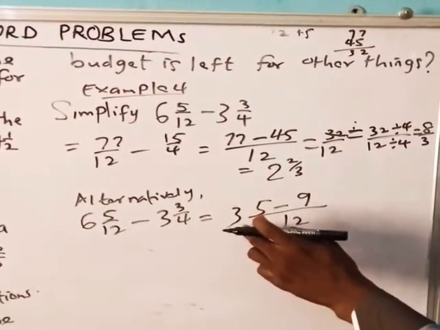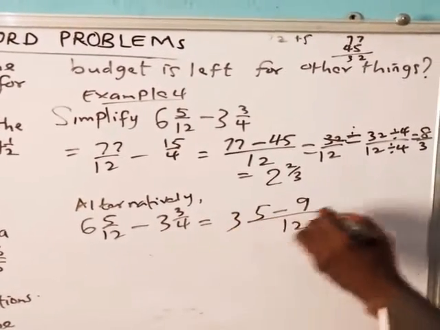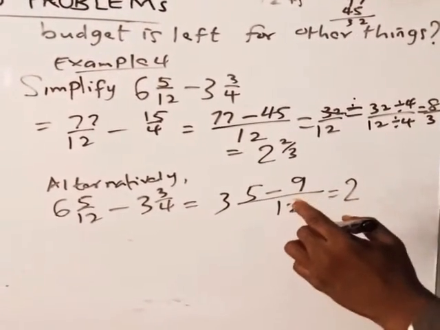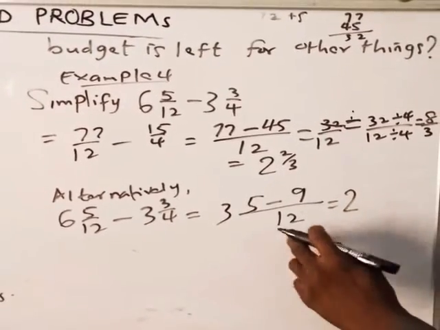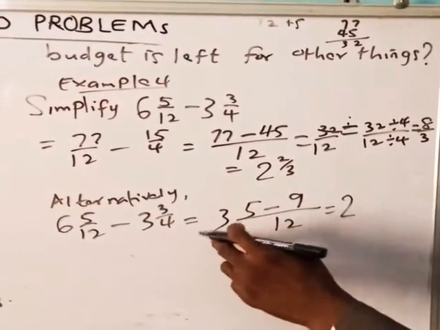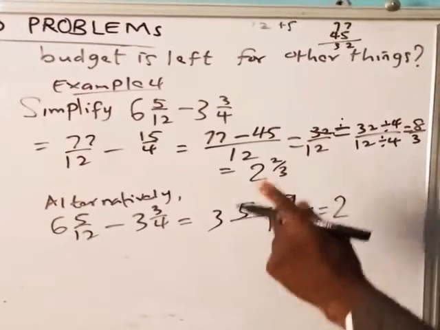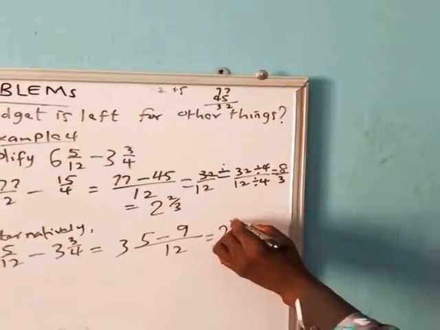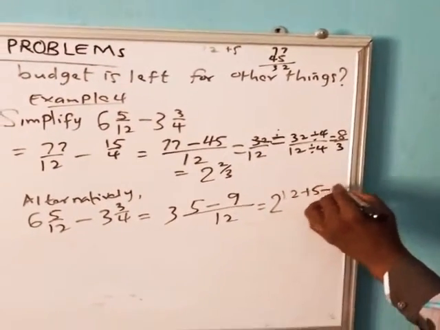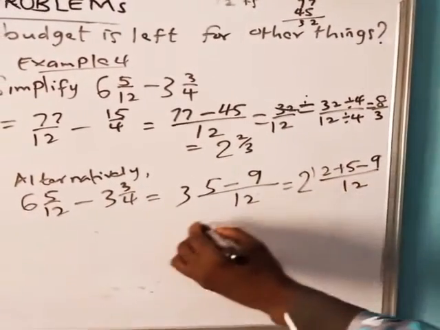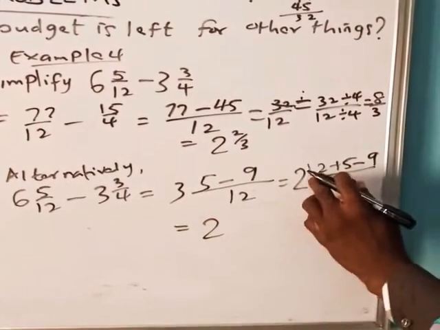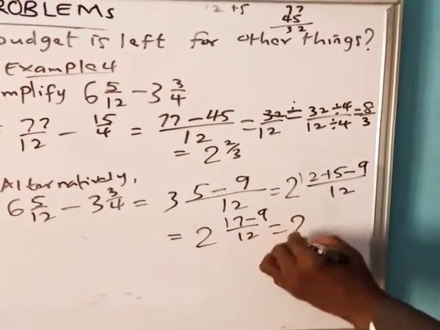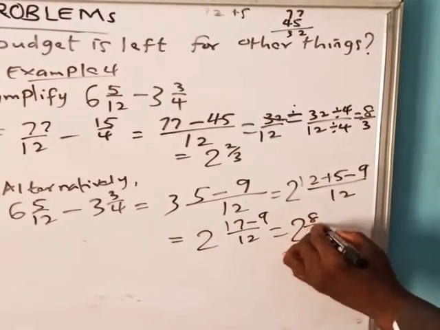You borrow 1 from the whole number. When you borrow 1 from 3, you have 2 left. Take note, the one you borrow becomes your LCM. That one that you have borrowed is your LCM, that is 12, plus 5. You add 12 to 5 before you subtract 9 over 12. So that is equal to 2 whole number, 12 plus 5 gives you 17, minus 9 over 12. That is 2 whole number, 17 minus 9 will give you 8 over 12.